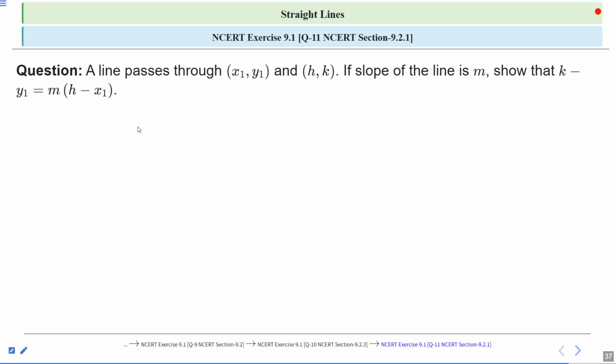In the next question, a line passes through the points (x1, y1) and (h, k). If the slope of the line is m, then show that k minus y1 is equal to m times (h minus x1). This question is for homework. So do this question as homework.